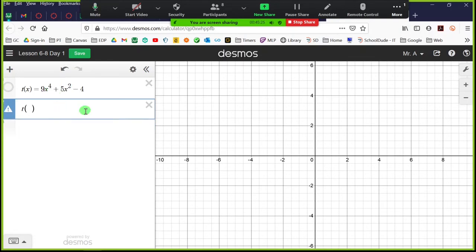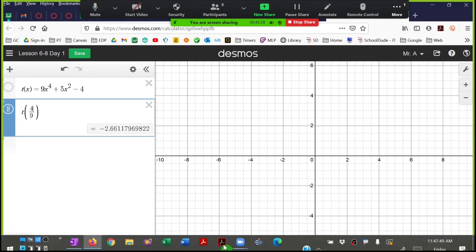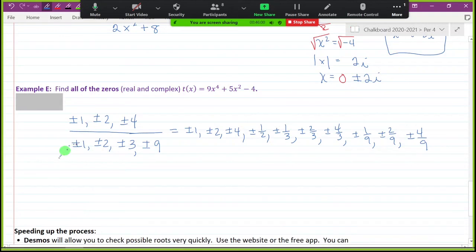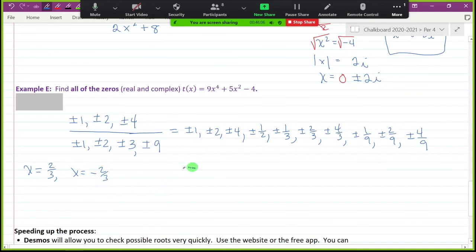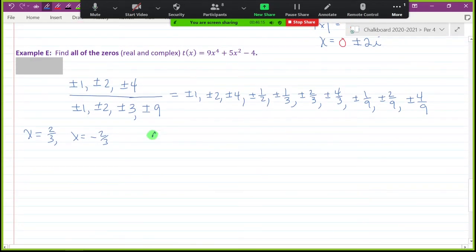So 2/3. Hey, bingo! What do you know? 2/3. And that means, by the way, that -2/3 should also work because it's an even power. So we got 2 roots right there. So we're going to go back to here. We know that x equals 2/3 and x equals -2/3 are 2 factors. So what we're going to do, we know that we have x minus c for each one of these. One is going to be x minus 2/3 and one is x minus -2/3, which is x plus 2/3.